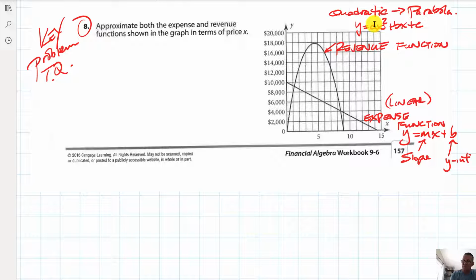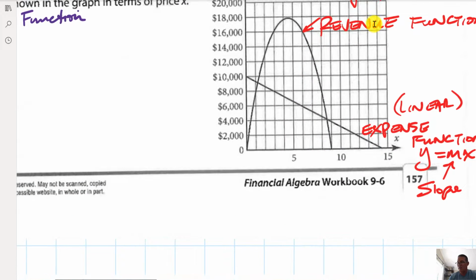Let's do the easy part first and take a look at our expense function. If you need to do this in your spiral, get your spiral out, because there's going to be a lot of work to be done here. The expense function is linear, so we want to analyze the y-intercept and the slope. Here, the y-intercept is 10,000. This is called a y-intercept. So b is equal to 10,000, right there.